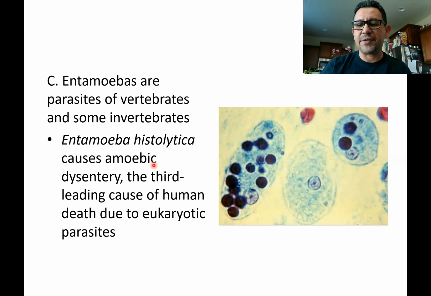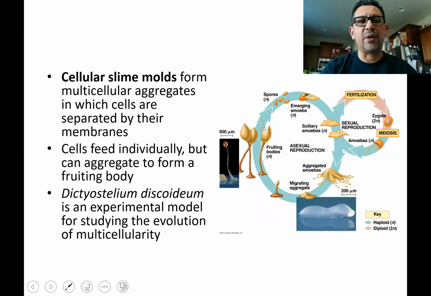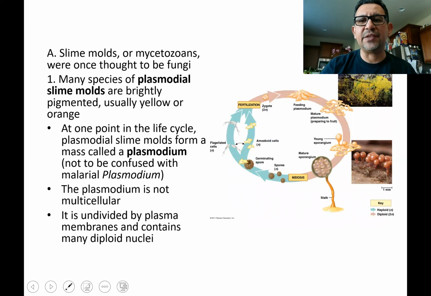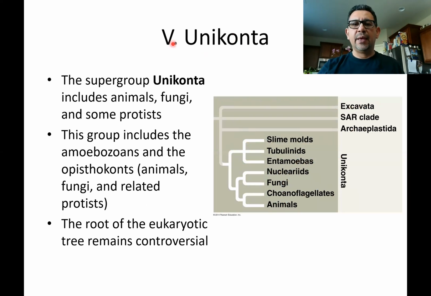So we have the entamoebas, we also have the gymnamoebas, or tubulinids as they are now called, and then we also have cellular slime molds and the acellular slime molds, all being part of this supergroup we call the Unikonts. That is all with regards to amoeboid protists that I wanted to share with you.